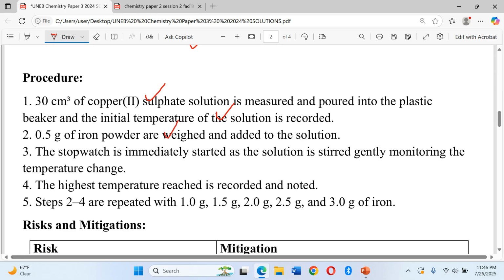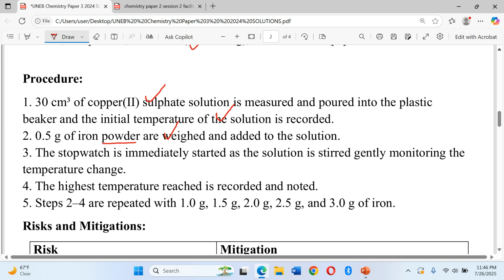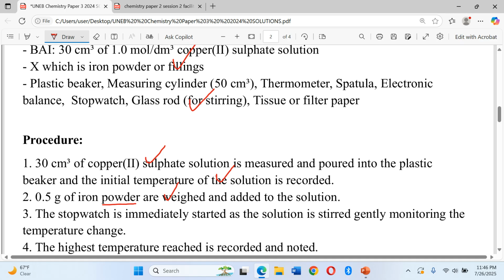So for me here, I have used the powder, which means even up there on the materials, you need to use powder. Don't show two things. Don't put powder or iron filings. When you're in the exam, the material they have given you is the one you record. So if they have given you the powder, record the powder. If they have given you the iron filings, record iron filings. So you don't need to write powder or this. This is just for my explanation here.